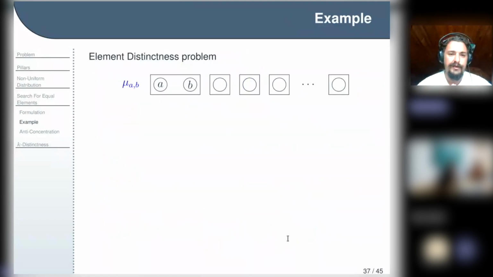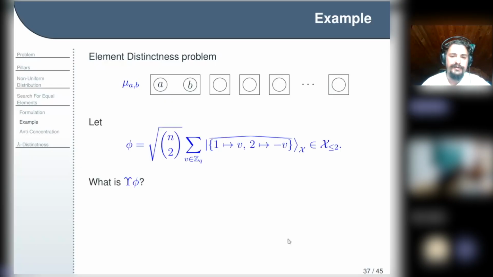Let me give a very simple example. This is the element distinctness problem, so this is K=2. I assume this is the partition mu_{a,b}, where a and b are in the same block and everything else is different. This is the state phi, which lives in X at most 2. So this is something concrete to talk about. This is the normalization factor, which is the square root of n choose 2.